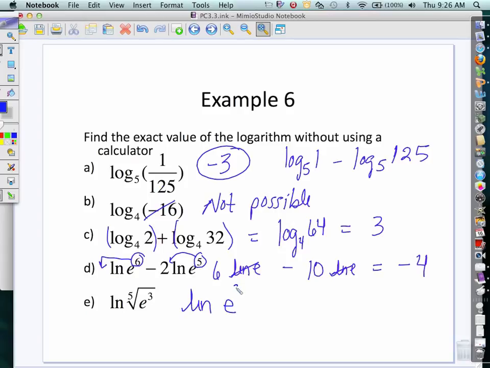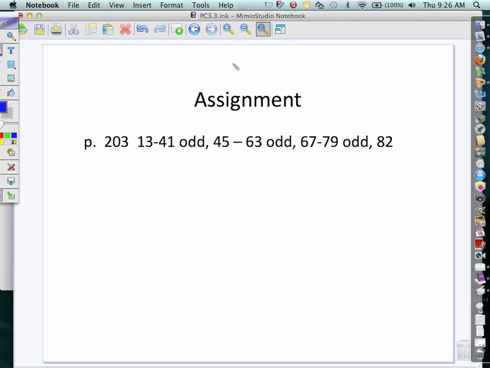And finally here, I'm going to write this fifth root as an exponent. So natural log of e to the 3/5. You can do that as 3/5 times the natural log of e. And the natural log of e, again, cancels as they're inverses, so the answer is just 3/5. Since your natural log base is e, those are able to cancel. All right, that's expanding and condensing with logarithms. And there's your assignment.